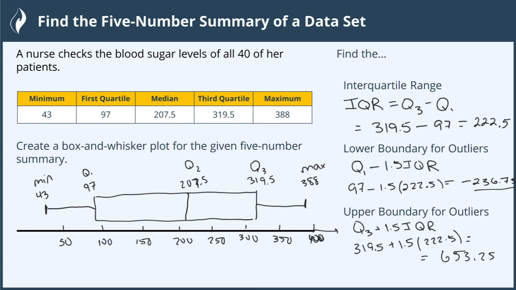So any blood sugar level that's greater than 653 for this set of data would be considered an outlier. But if you look at the maximum here, the maximum from the data set is not bigger than this. So I'm going to say that there are no outliers, even without having the set of data. There are no outliers for it based on these calculations.